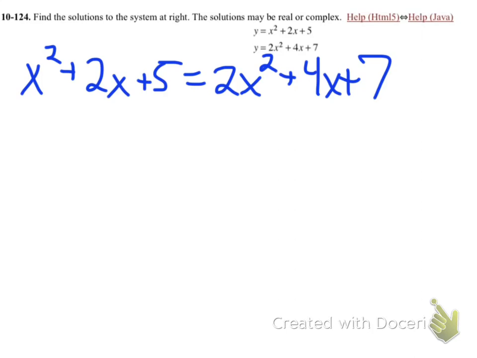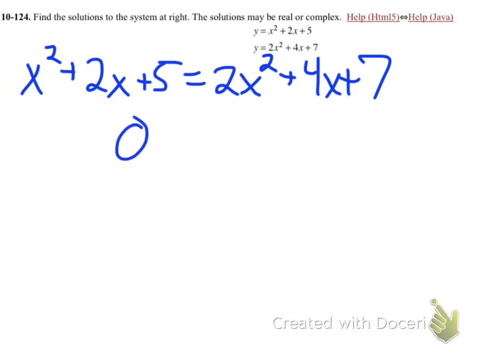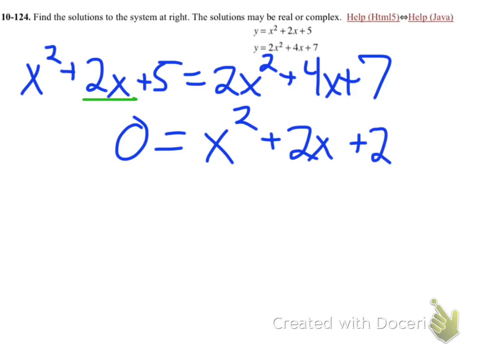What I need to do first of all is set it up equal to 0. So I'm going to move everything here to the other side. That's going to give me 0 equals x squared plus 2x, because I'm subtracting this 2x from both sides, plus 2, because I'm subtracting the 5 away.